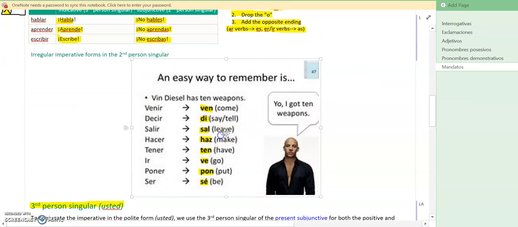The other thing you have to worry about is these irregulars right here. These are the 8 irregulars that will not follow the rule. So venir goes to ven, decir goes to di, salir goes to sal, hacer goes to haz, tener goes to ten, ir goes to ve, poner goes to pon, and ser goes to sé. So those are the ones you have to worry about.